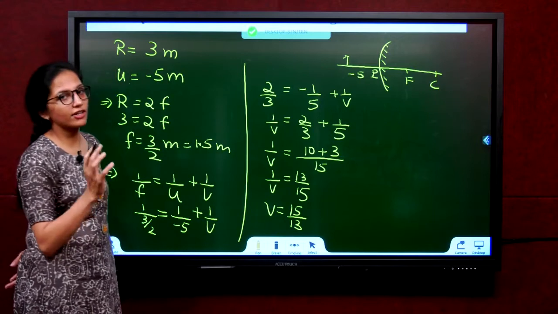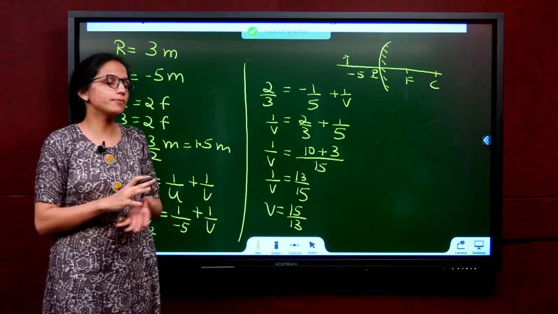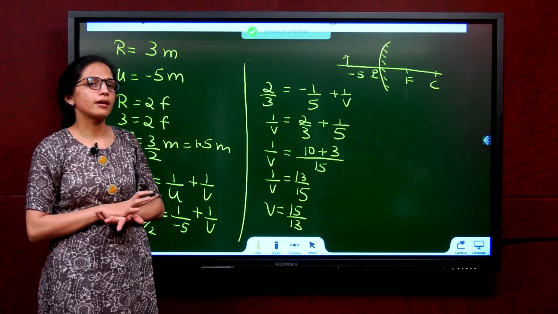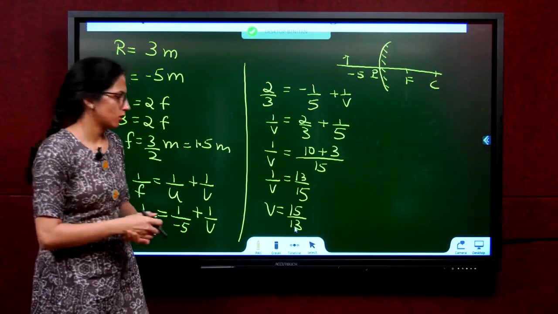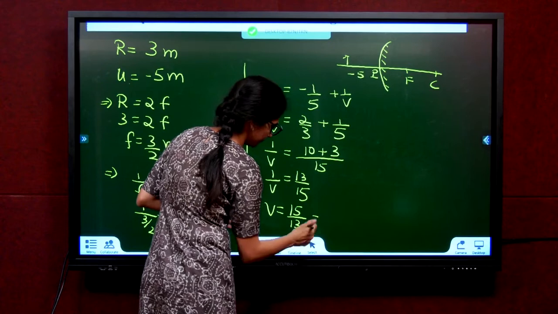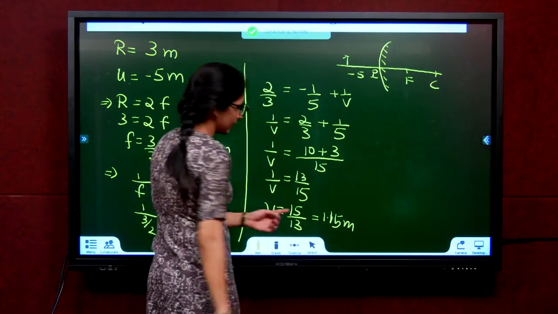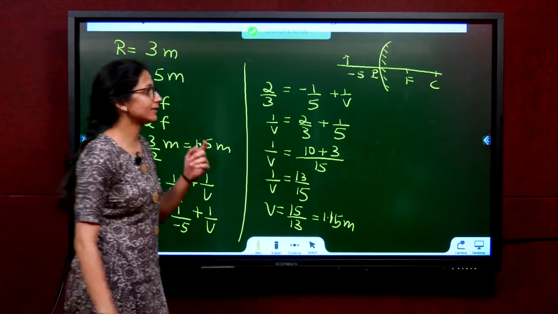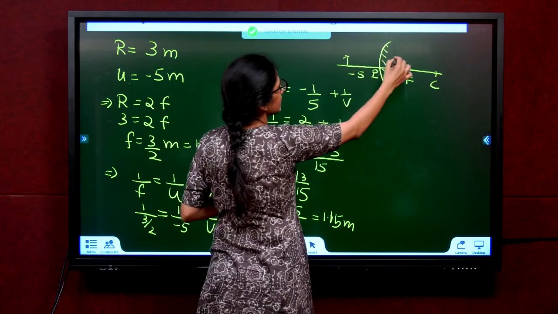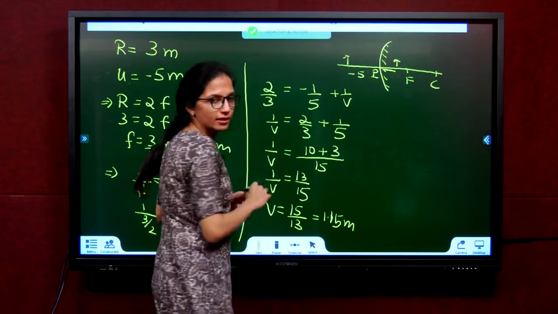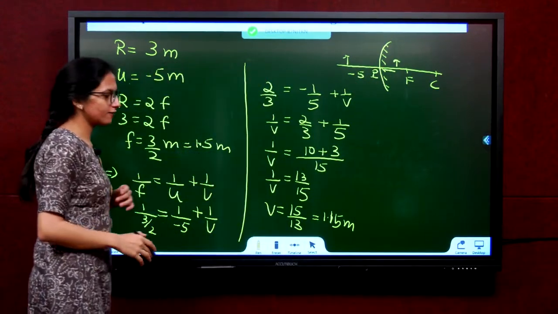You have to always find your answers in decimals for physics problems, up to 2 decimals. So divide it and tell me how much you get. Check it out. So you get 1.15 meters. It's positive. Is it correct? Yes, it is correct because it's a convex mirror. You will find a virtual and erect image. This length is positive, correct? Okay, anyway, so we got the value of V.